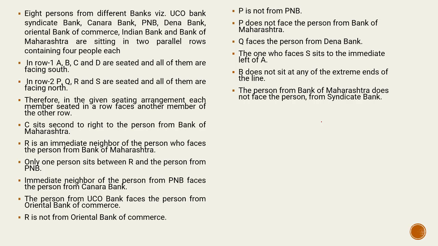So the first piece of information that we have: C sits second to the right of the person from Bank of Maharashtra. Now remember, C was in row 1 where people are facing south. So if I am placing the person from Bank of Maharashtra, this position will go to C, because this row is south facing and right happens to be towards this side.